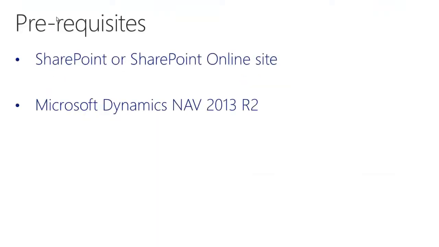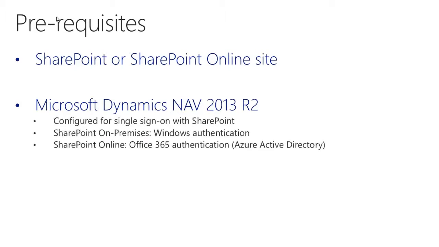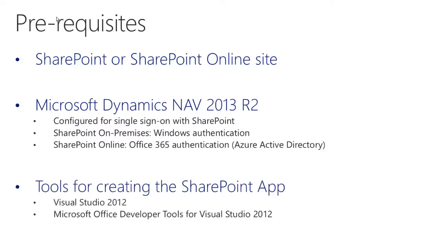It is important that you have configured SharePoint and NAV to have single sign-on, meaning that if I sign in to SharePoint and then go to the NAV web client, I'm automatically signed in, and vice versa. If you're using SharePoint on premises, then the natural choice for NAV is to use Windows authentication. And if you're using SharePoint Online, then the natural choice for NAV is to use Office 365 authentication. In order to produce a SharePoint app, we need Visual Studio 2012 and an extension called Microsoft Office Developer Tools for Visual Studio 2012. The extension is available as a free download on the web.